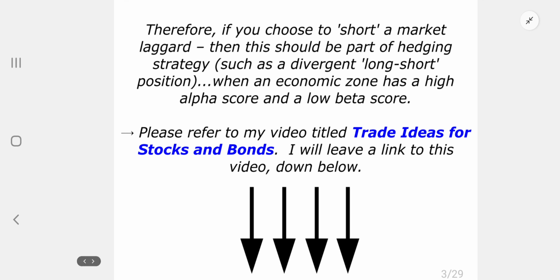Therefore, if you choose to short a market laggard, then this should be part of a hedging strategy, such as a divergent long-short position. When an economic zone has a high alpha score and a low beta score, please refer to my video titled Trade Ideas for Stocks and Bonds. I will leave a link to this video down below.